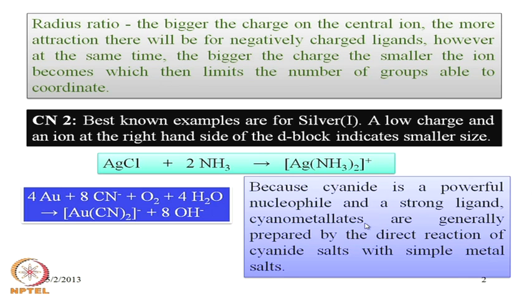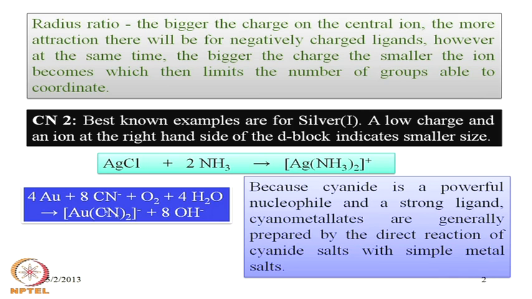Since it is a very strong and powerful ligand, cyanometalates are generally prepared by direct reaction of cyanide salts with simple metal salts. So, if we use potassium cyanide or sodium cyanide, we can use it directly with the simple metal salt, or sometimes we can use it with the metal in the elemental form.